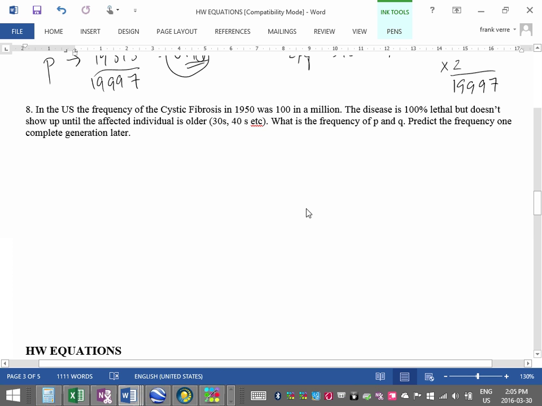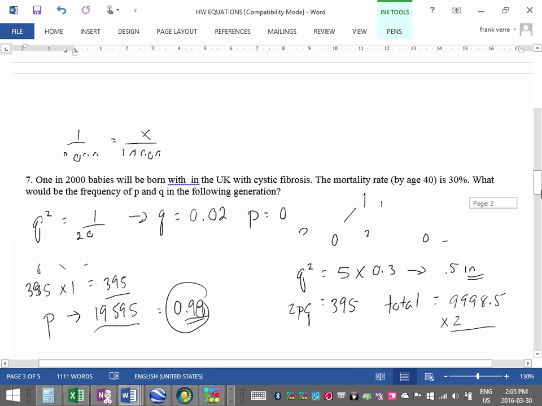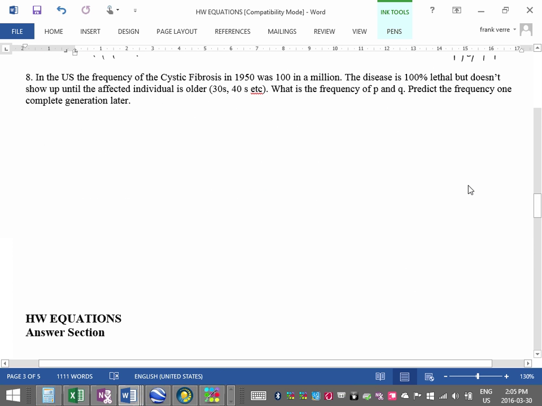8. So you might think 8 looks exactly the same as 7, and you might think it's actually maybe even easier. On the surface, 8 looks like the previous example, because it's saying that the recessive condition is sterile. Well, being sterile is the same as being dead. Why? Can't pass on your genes. So in this case here, it says there's a 1 in 100 in a million chance of having cystic fibrosis.